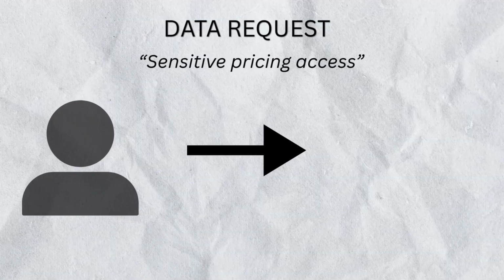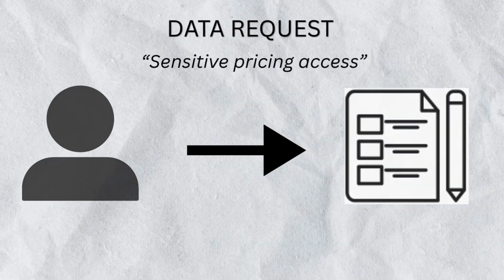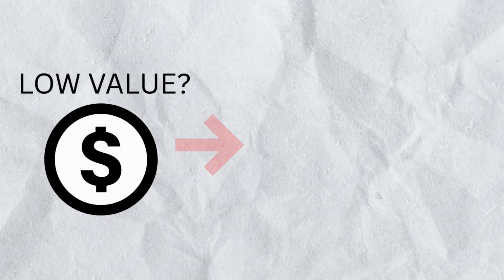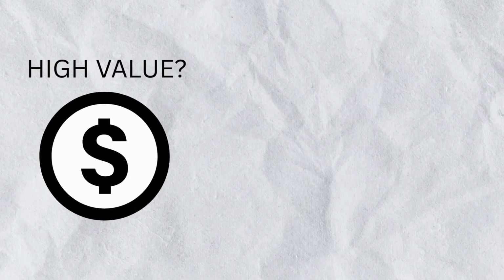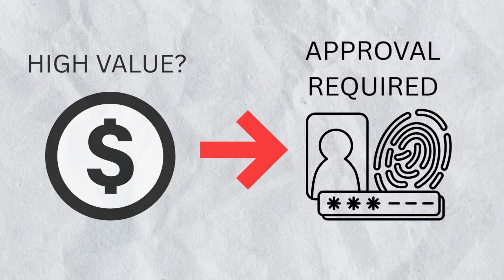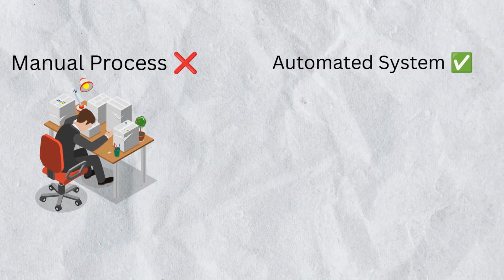Imagine this. An employee requests sensitive pricing data. Sometimes it's low value, safe to share instantly. But sometimes it's high value, confidential, and risky. So, how do companies control this? They don't rely on people, they automate the decision.